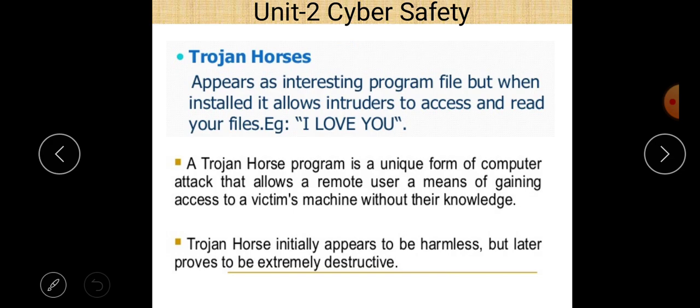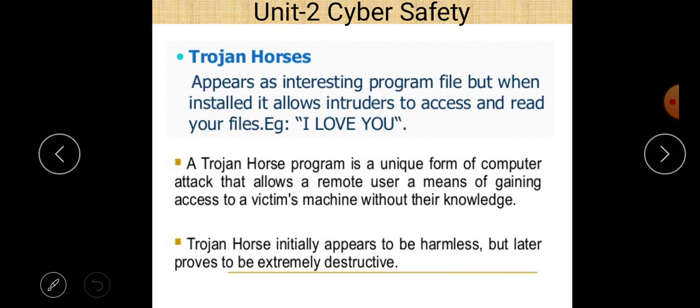They appear as an interesting program, but when you install it, they gain access to your computer system. They can delete your files. They can send your files from your computer system to another computer system using the network. They appear to be harmless, or they are hidden in a particular game or application which you download, and they are shown as desirable software or applications.